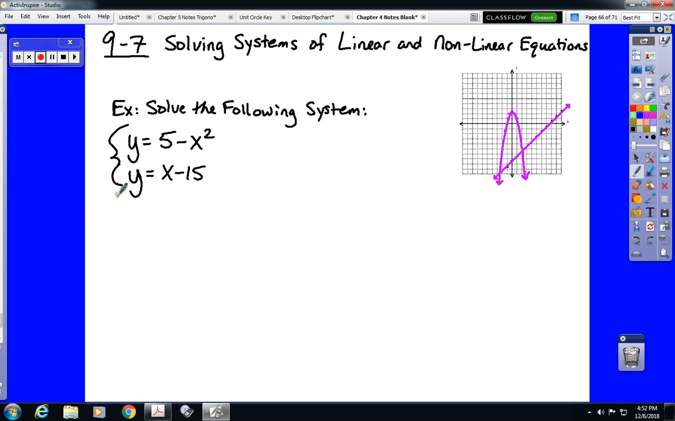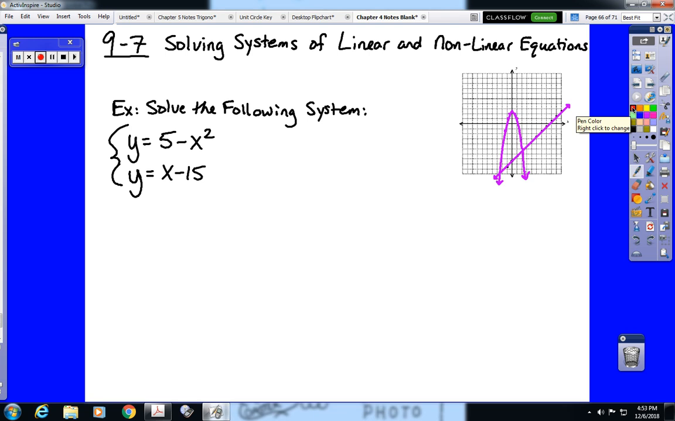Now what I've done over here on the right side of the board is I've placed a graph of this system. Please note that the x and y axes are both going up by 2. So if we were to graph that parabola and that line, the graph would look like this. Keep in mind that when we have a system of equations, whether those are lines or otherwise, we are always looking for the points of intersection between the multiple equations.